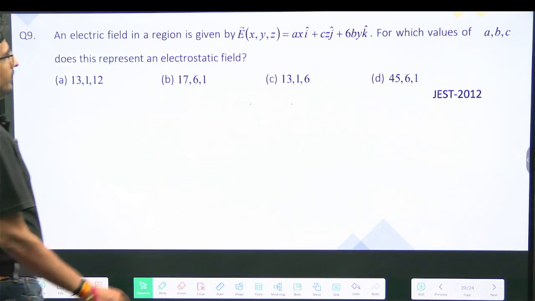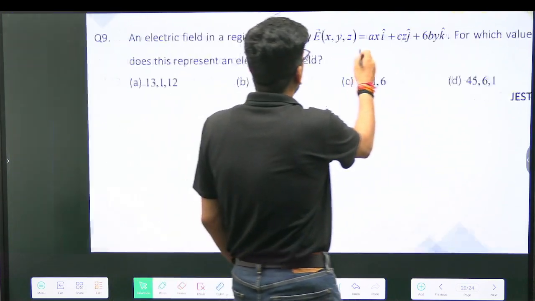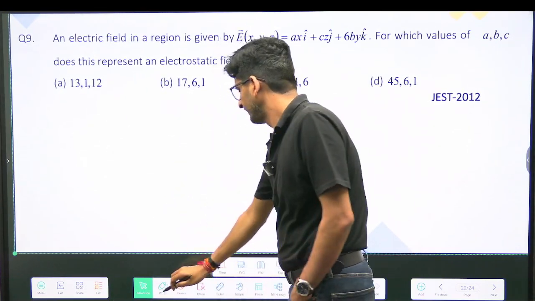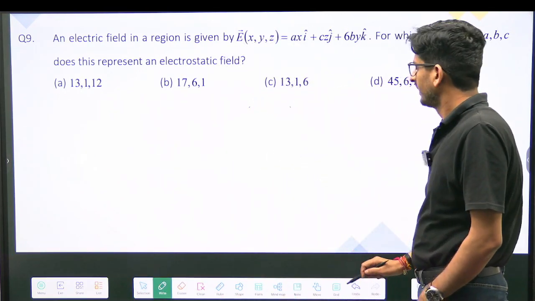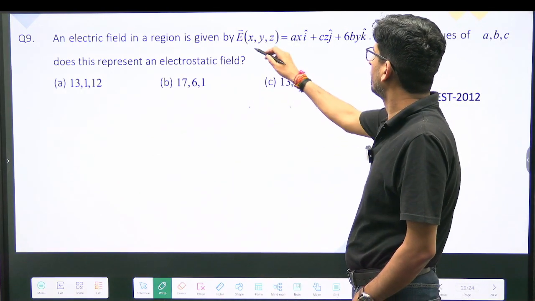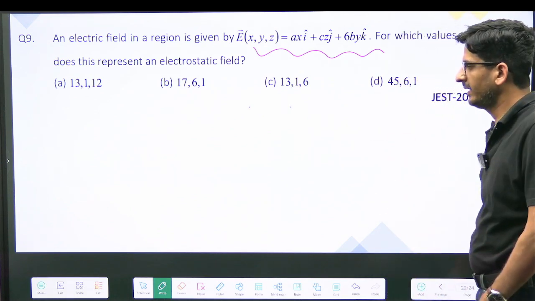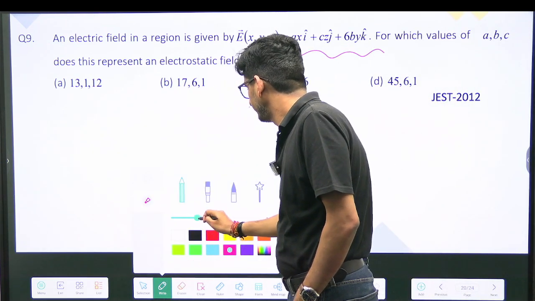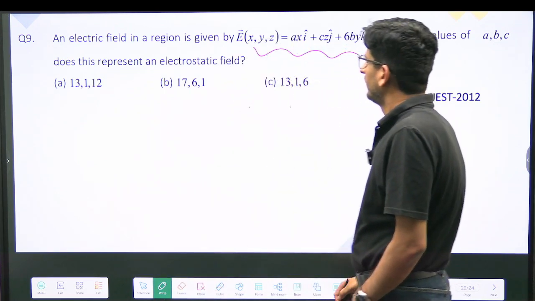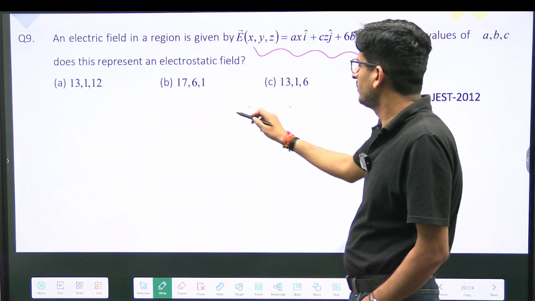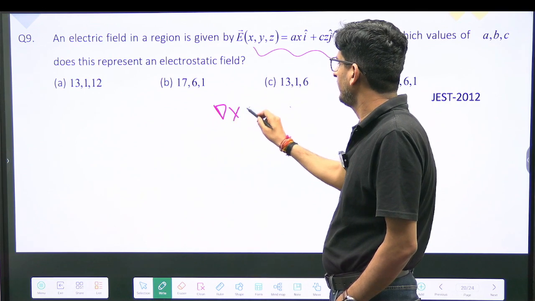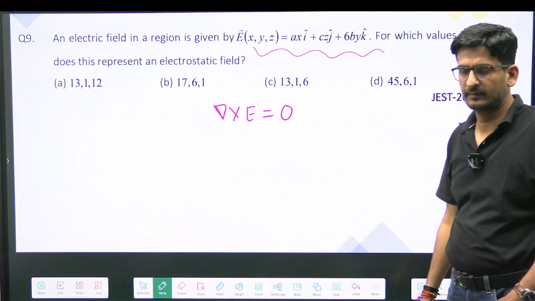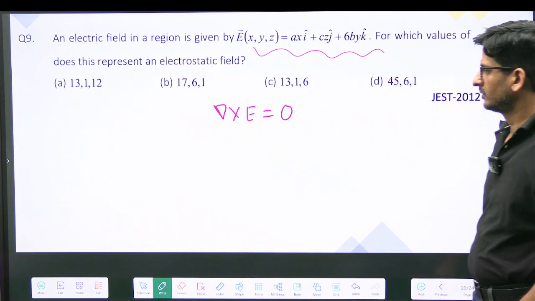So you have already been given a profile, right? The profile of the electric field is already given, and for an electrostatic field, you know the curl of E is equal to 0. So what will happen?